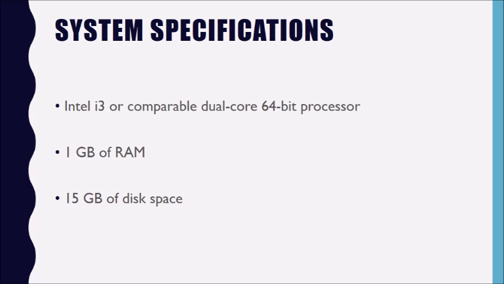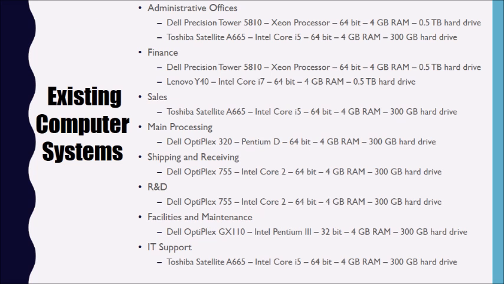Elementary is very lightweight. The recommended system specifications include an Intel i3 or comparable dual-core 64-bit processor, 1 GB of RAM, and 15 GB of disk space. This is a list of the existing computer systems within Taters Inc. As you can see, all except for the computers in the Facilities and Maintenance Department are currently running 64-bit processors. Every computer has more than enough RAM and more than enough hard drive space.